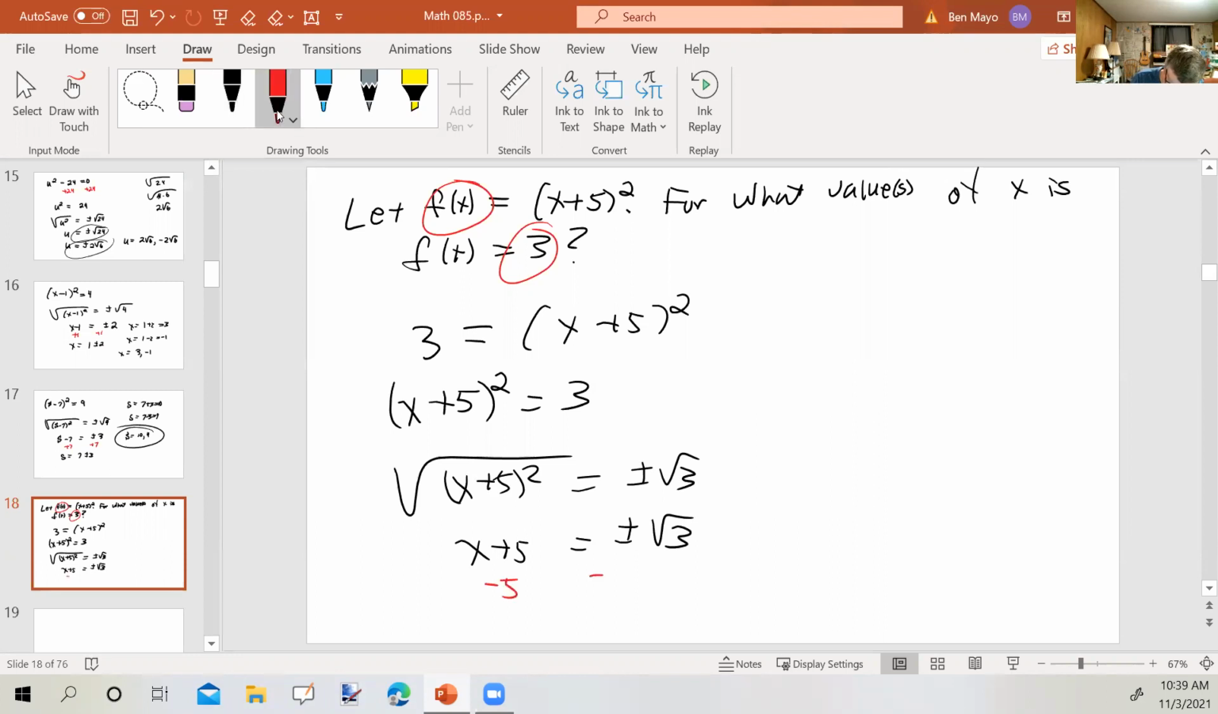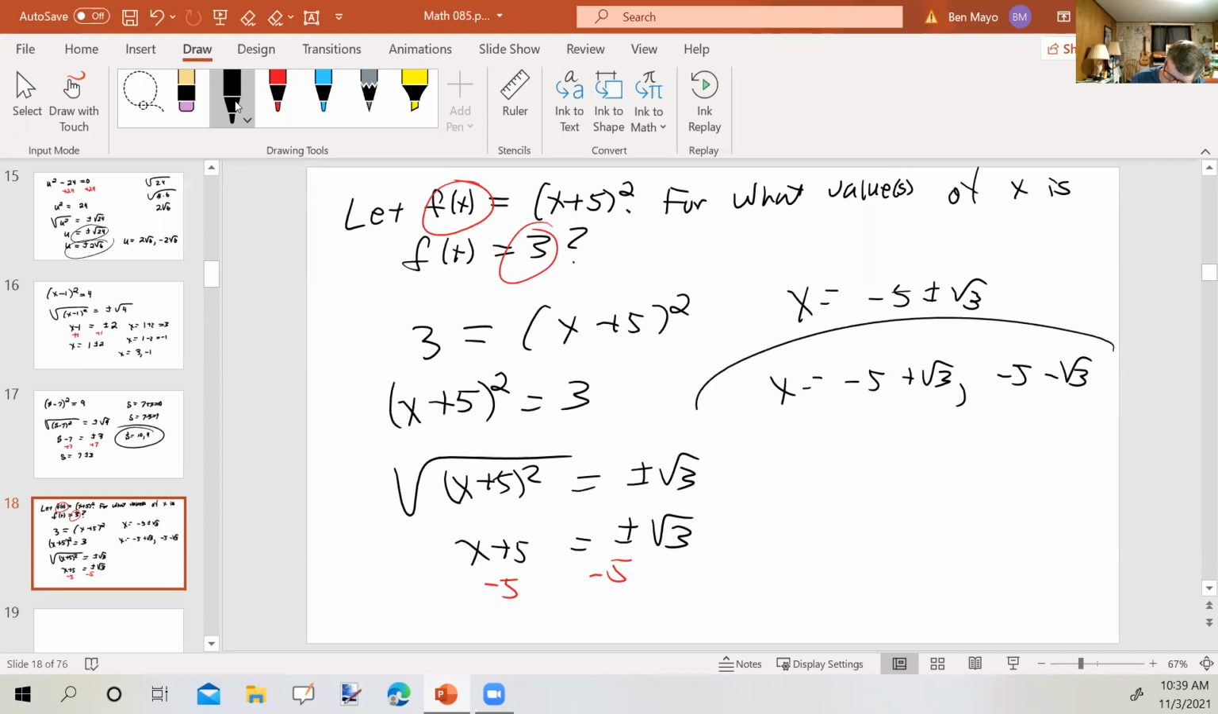Solving for x, subtract 5 from both sides. X equals negative 5 plus or minus the square root of 3. So x equals negative 5 plus the square root of 3, negative 5 minus the square root of 3. So there's your two solutions.